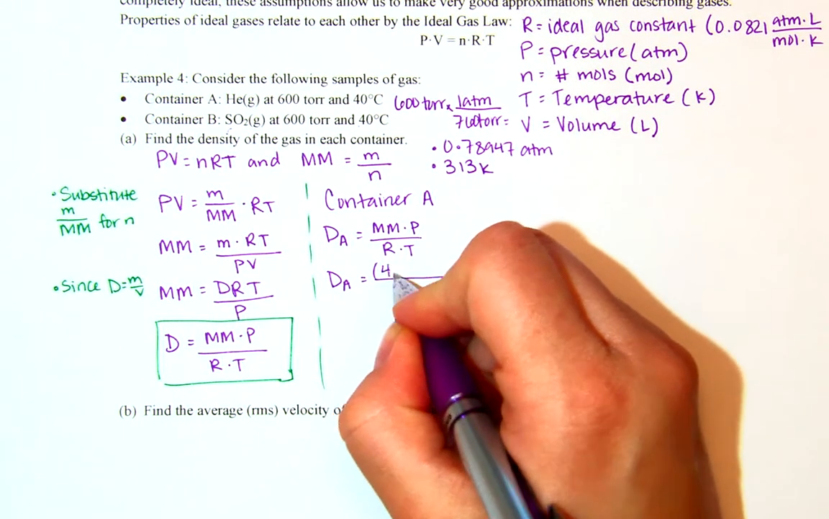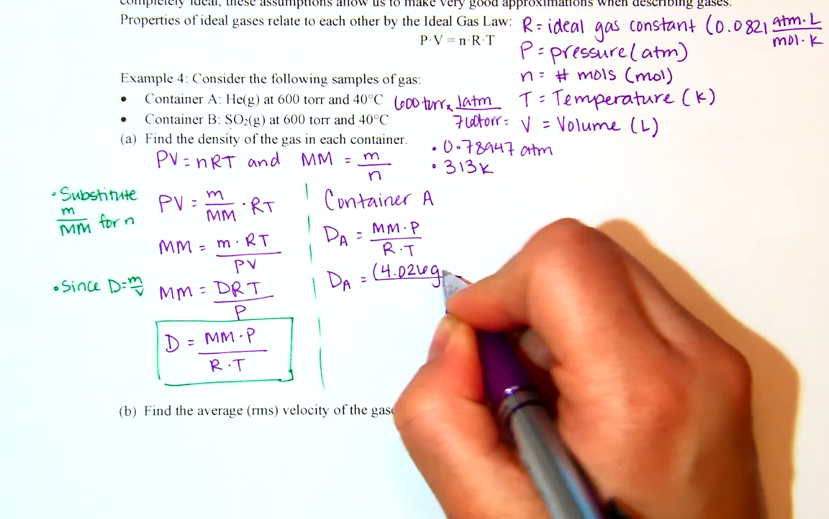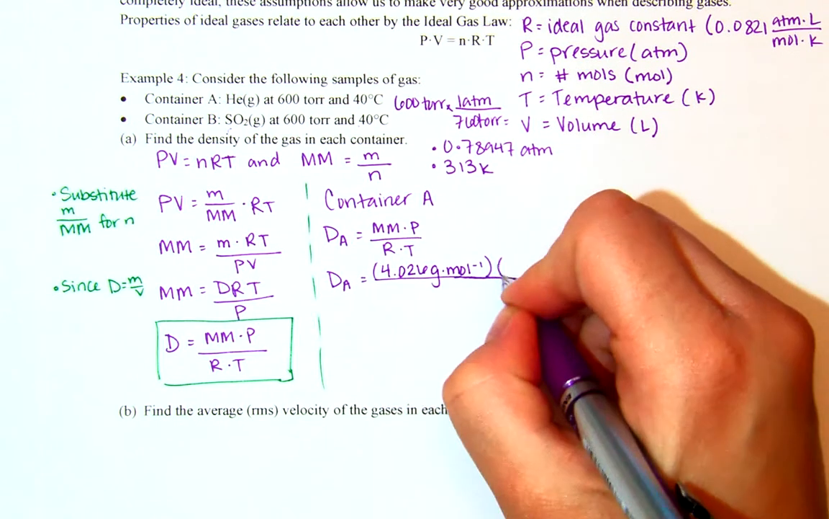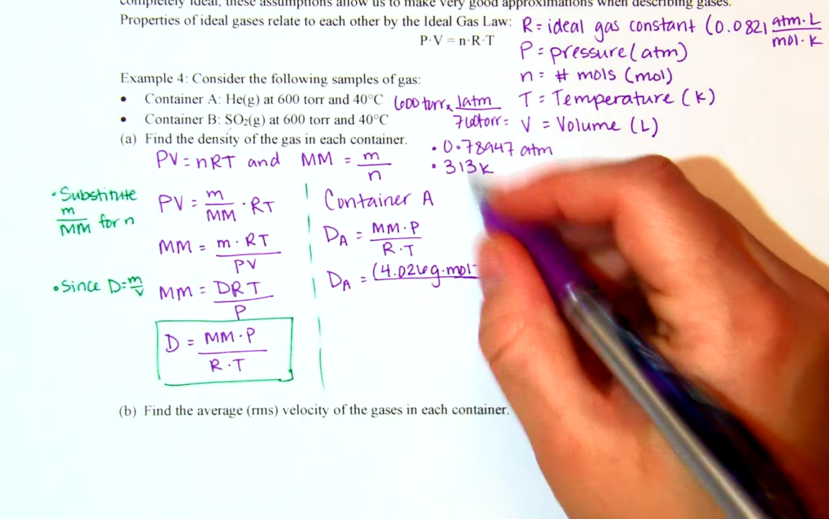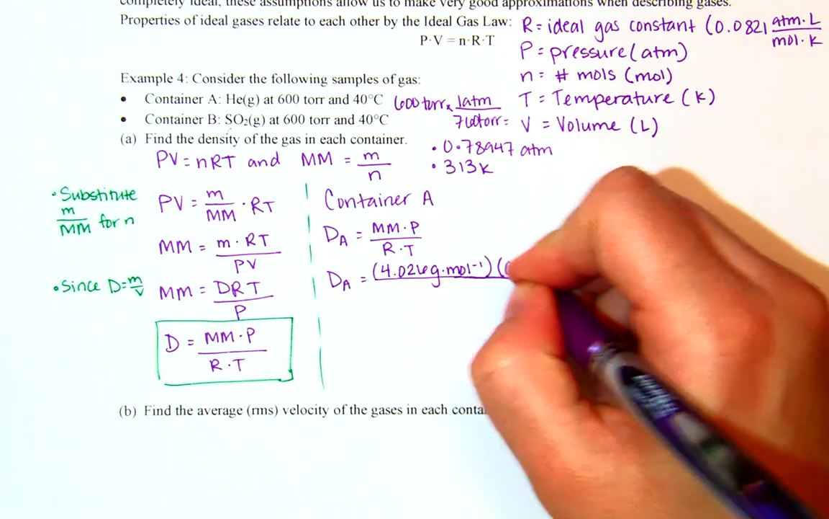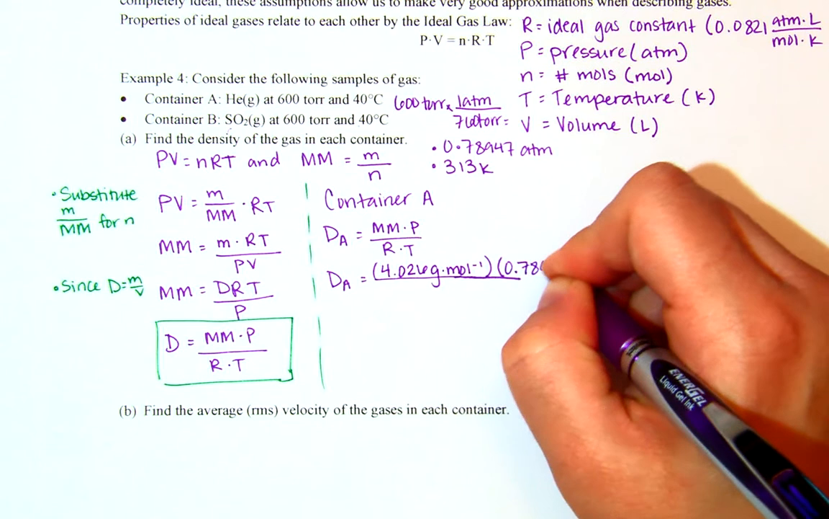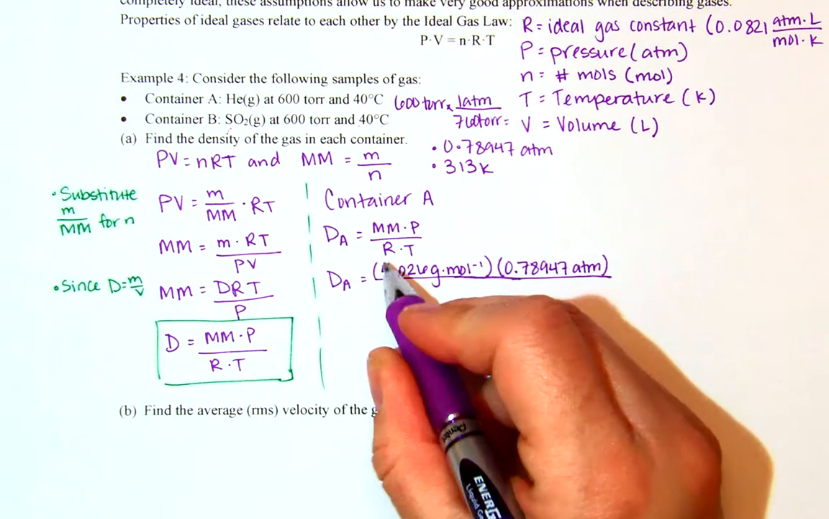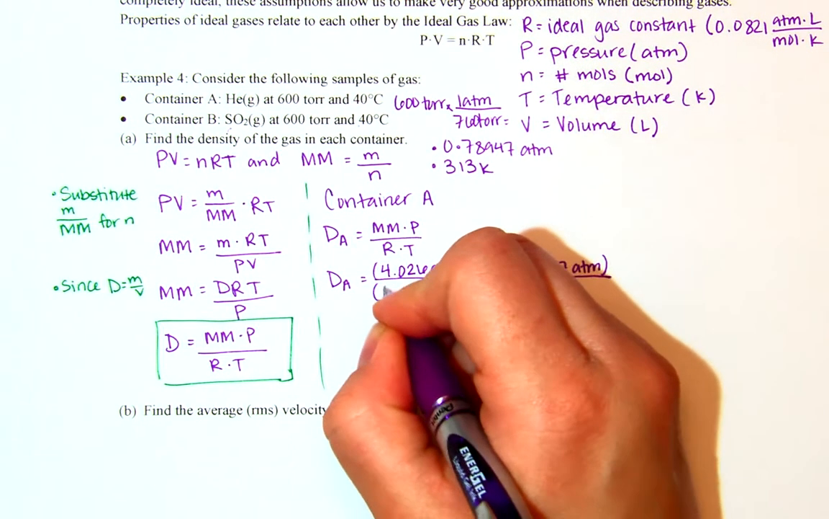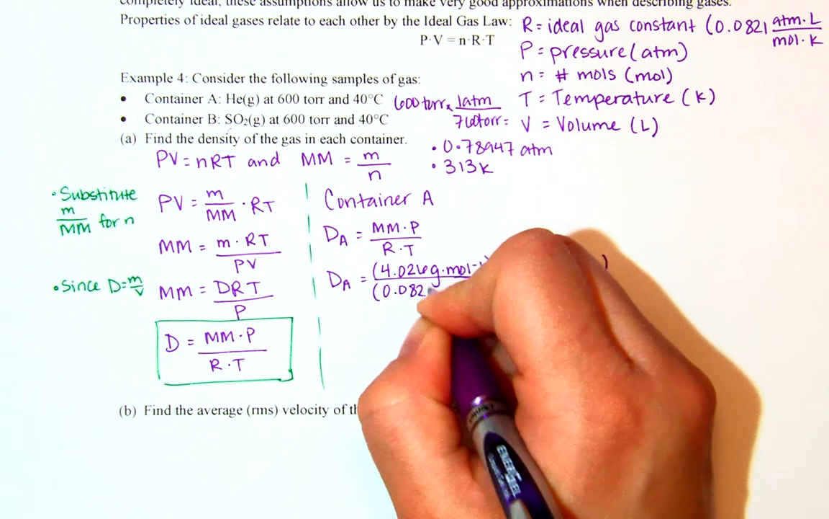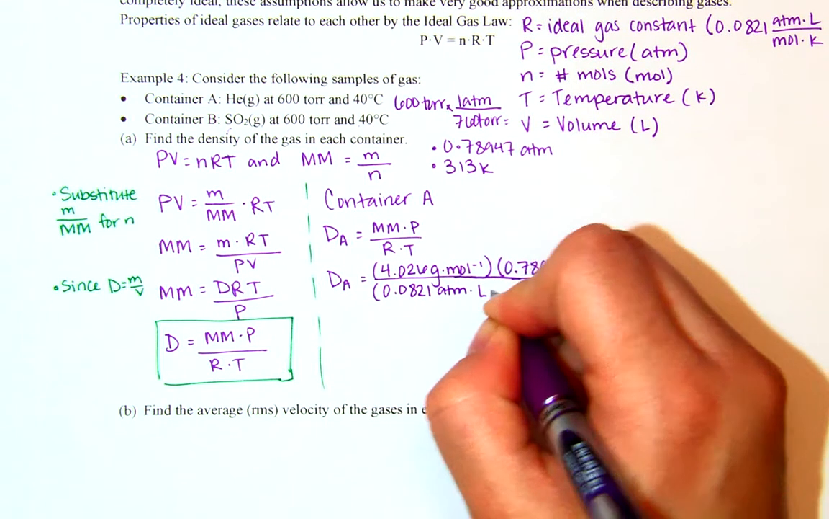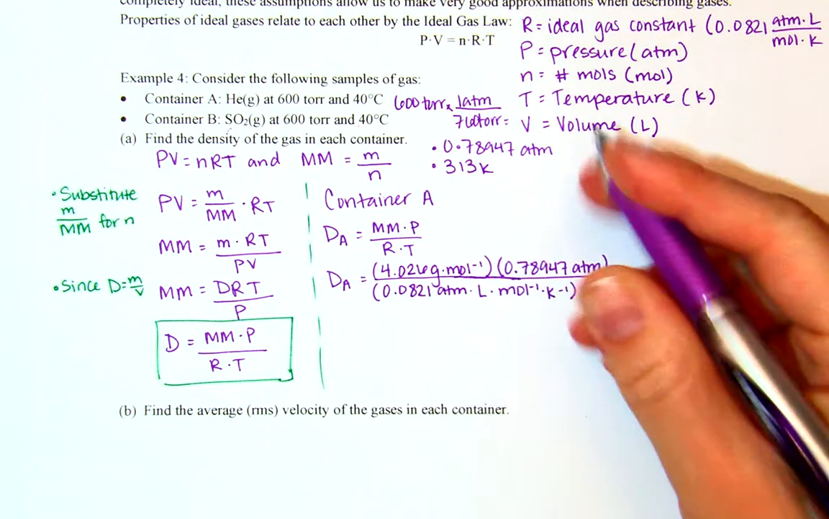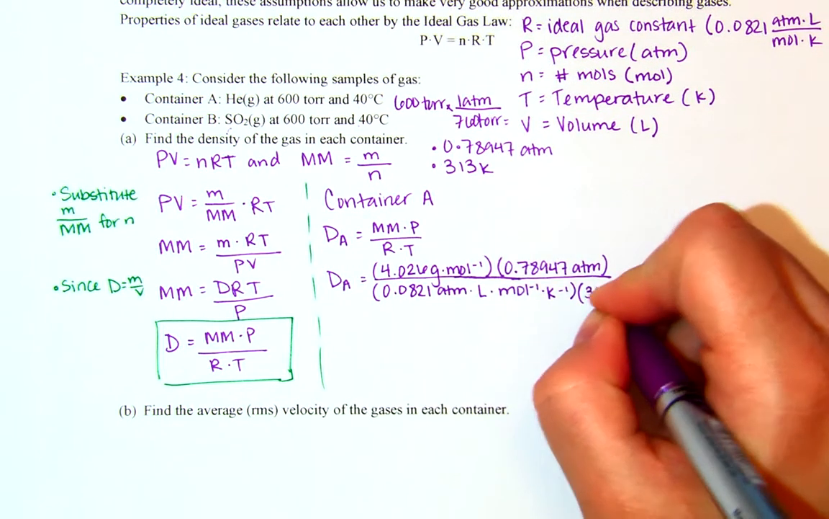Okay, so our molar mass of helium, just look at the periodic table for that one. So you get 4.026 grams times inverse moles, same thing as grams per mole, times your pressure, which we calculated up here. We just turned it into atmospheres, so 0.78947 atmospheres over our ideal gas constant, 0.0821 atmospheres times liters times inverse moles times inverse kelvins times our T for temperature, which is 313 kelvins.